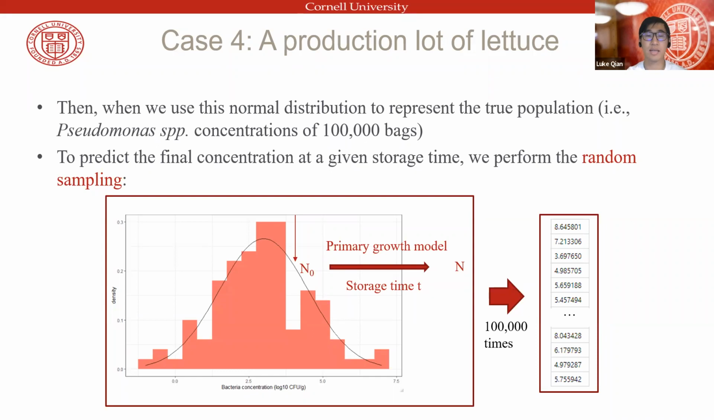one concentration at each time and apply the primary growth model and calculate the final concentration. We repeat this process 100,000 times. Thus, we can obtain 100,000 concentrations of Pseudomonas at the end. With that, we can know, for example, at day 20, what our concentration population looks like for the whole batch of lettuce.